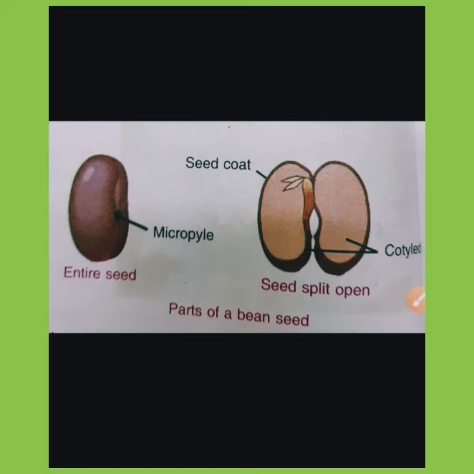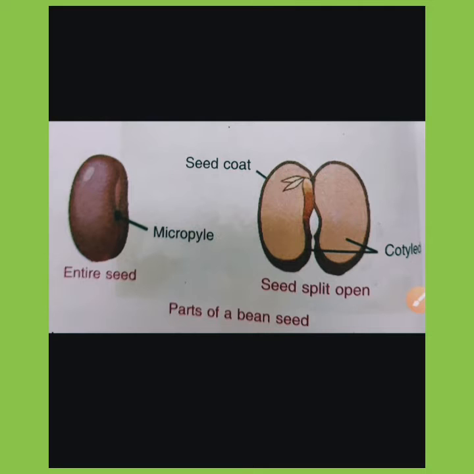Here you are watching the diagram of the bean seed. You can see that the bean seed is covered with a brown covering which is known as the seed coat, and there is a hole also in the bean seed which is called the micropyle. When we split the bean seed, it divides into two halves which are known as cotyledons. Now one by one we will see the different functions of these parts of the seed.